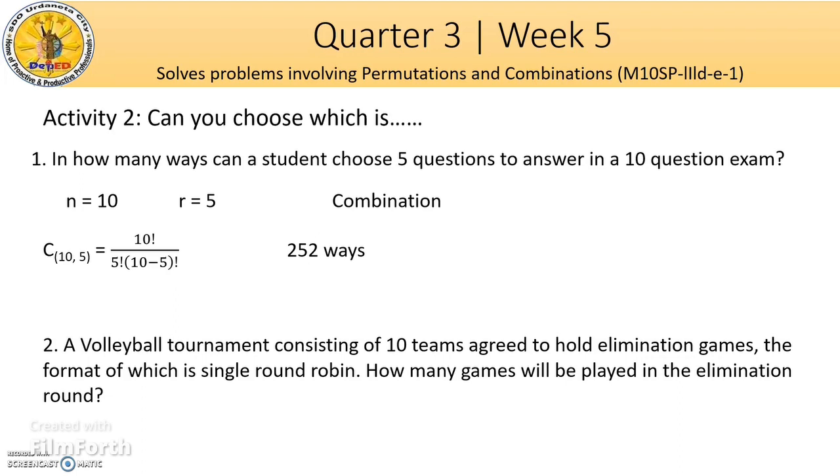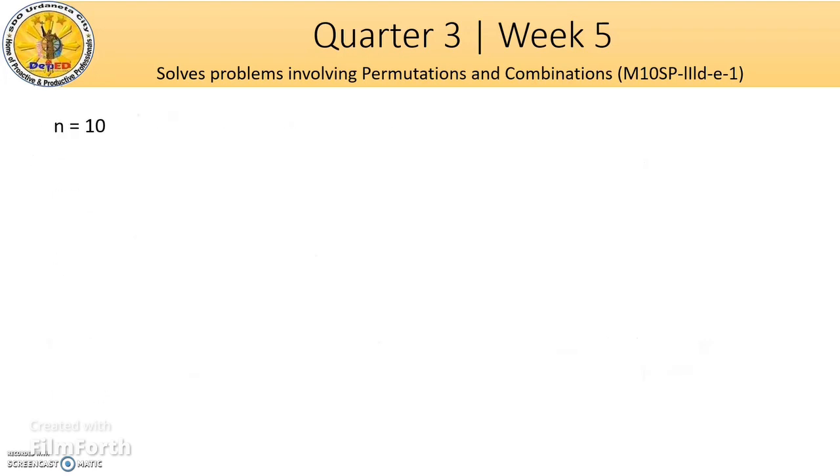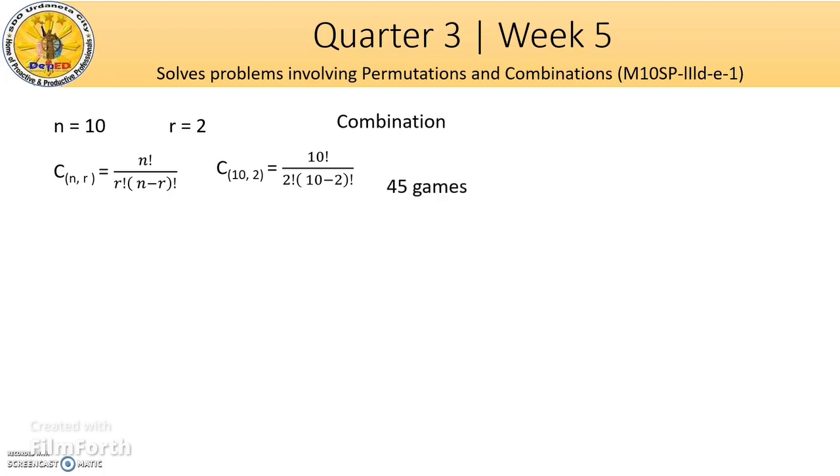Now, problem number 2. A volleyball tournament consisting of 10 teams agreed to hold elimination games, the format of which is single round robin. How many games will be played in the elimination round? So, you have 10 teams. How many play in each game? So, 2. So, this is a combination problem. So, we only have to substitute it to our combination formula, and we have the number of games played.